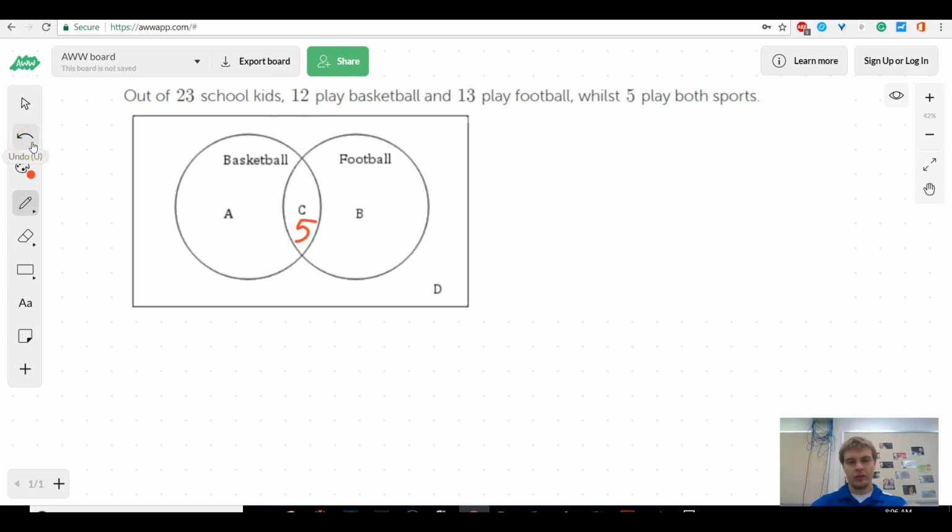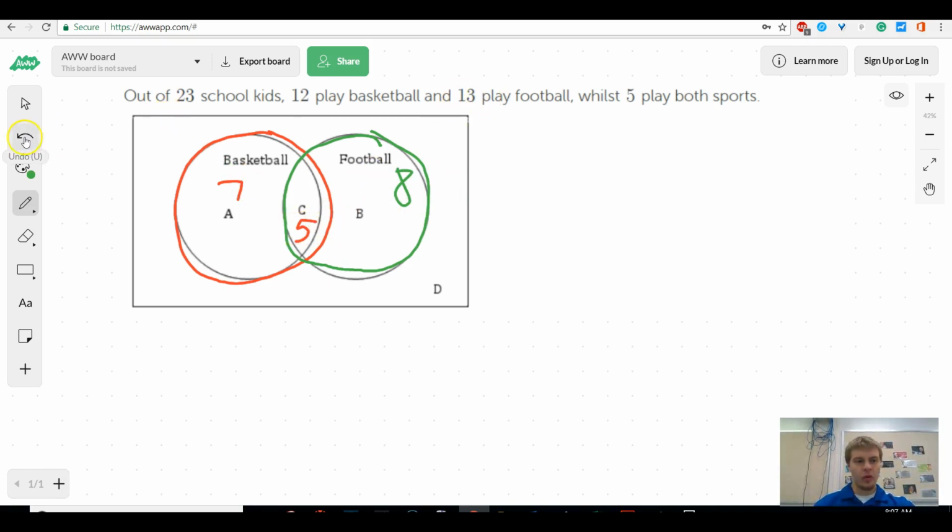So when you're looking at this, this is the total number, so this is this entire circle. We need this entire circle to be 12. Well, if we have 5 already, this would have to be 7. Now let's do the other one. There's 13 people that play football. Again, that's this entire circle. So if 5 play football already, that would mean that we'd have 8, because 8 plus 5 would give me 13.